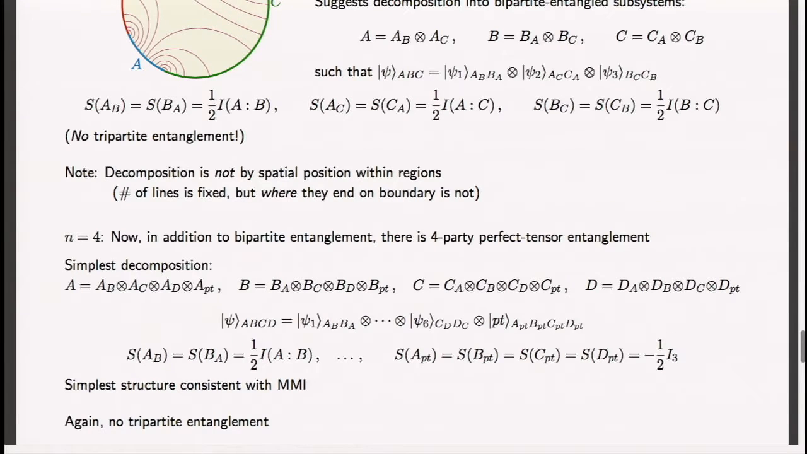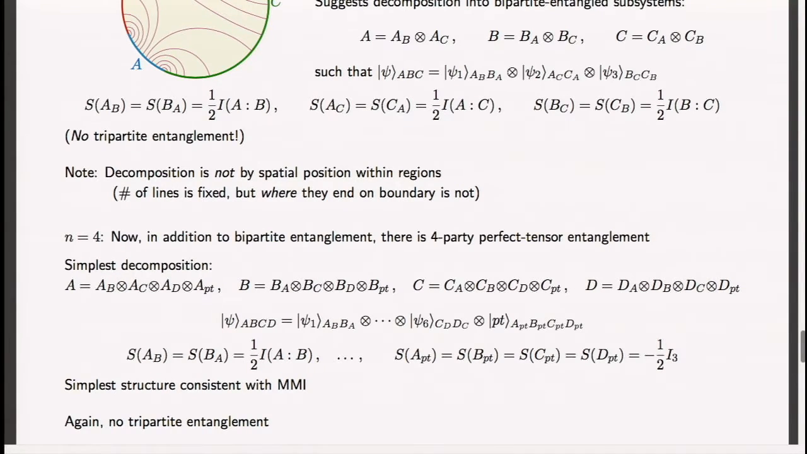So now what I want to say is the bit thread picture suggests basically there are two types of threads. There's the ones that go from A to B and that have to go from A to B because those represent the mutual information, and those give you bipartite entanglement. And same for A to C, A to D. So there's 6 of those. And then there's the ones that switch off. The number of those is minus I3. And those together represent a four-party perfect tensor.